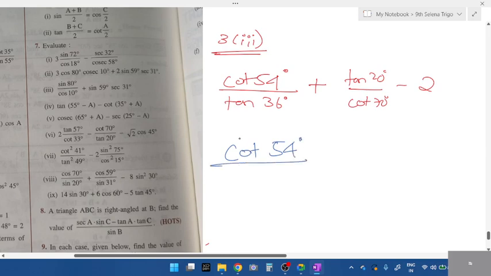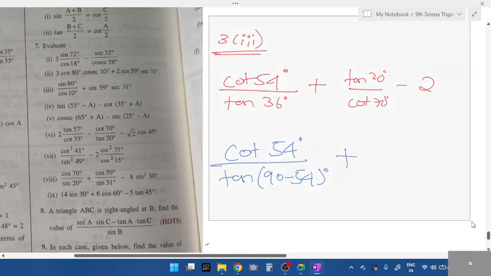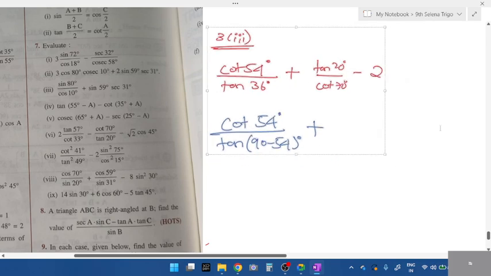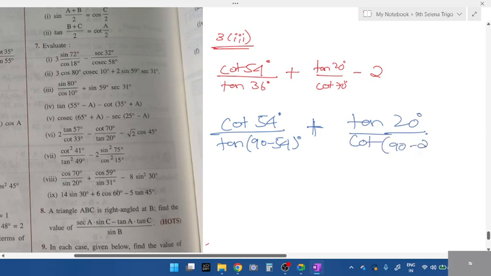First use complementary. How will you use complementary? Tan remains as it is. What will you write? 90 minus what gives 36? Very good. Write this 54. Next one. Keep tan 20 as it is. Convert cot. What will you write here? Cot 90 minus what gives 70? 20, right?